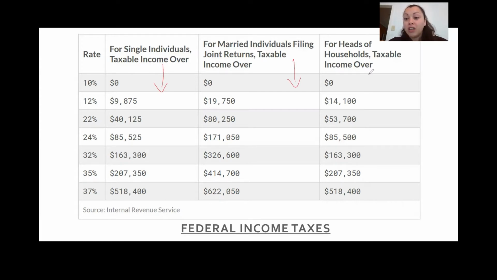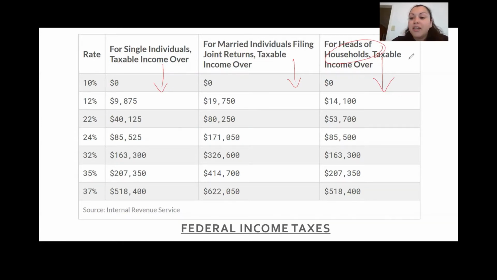So you might not be single, but you might not be married, and you might have to take care of people. If you're taking care of kids or elderly people and you're considered the head of the household, so you're not by yourself, you're in this category. If you can see here, again, if you make a certain amount, that's your tax bracket.